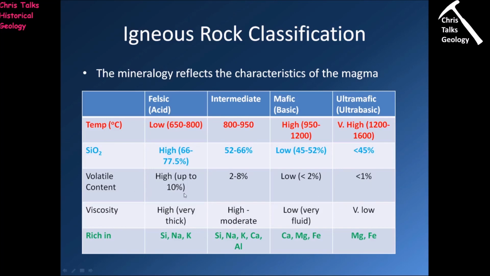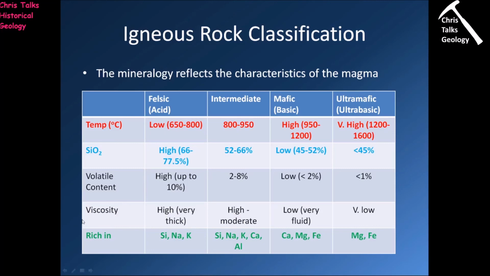Now, obviously, this is also going to affect the types of minerals that you get. If you have lots and lots of water in your magma, then when you start forming minerals, some of the minerals you form are obviously going to have water in them. At the other end of the scale, an ultramafic magma is very, very water poor, and so the minerals you form will not have water in them because there's just not much water there.